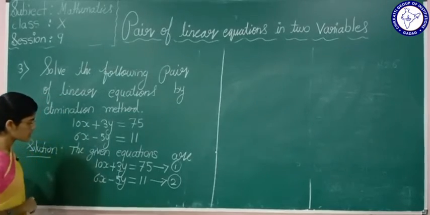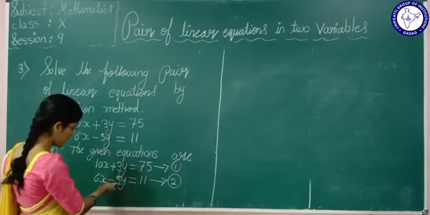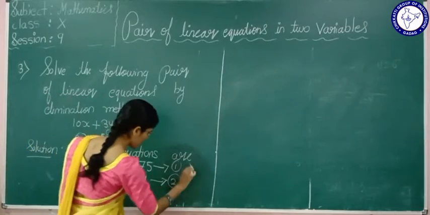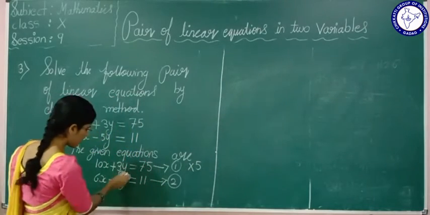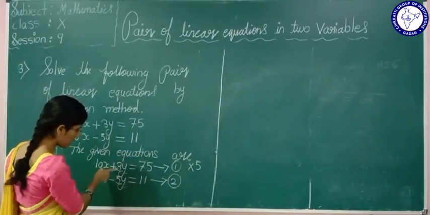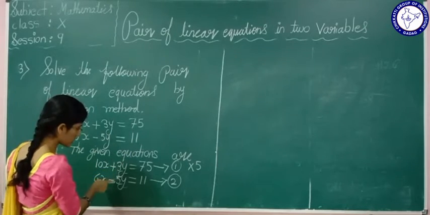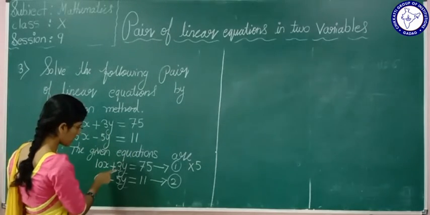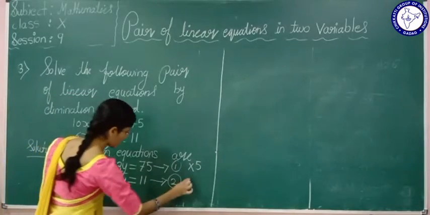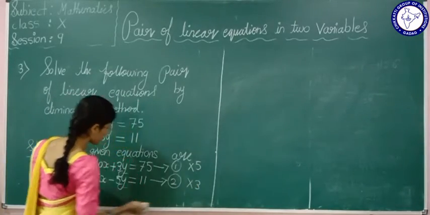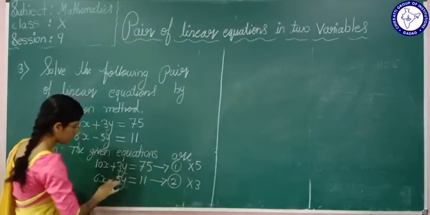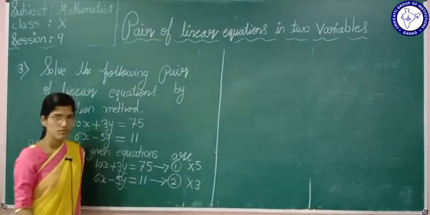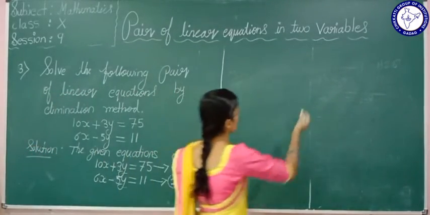Now see here, I want to eliminate y. That's why I want to make the coefficient same. What I will do? I will multiply equation 1 by 5 and equation 2 by 3. Now see here. 3 fives are 15, 5 threes are 15. Now see what I have to write here.